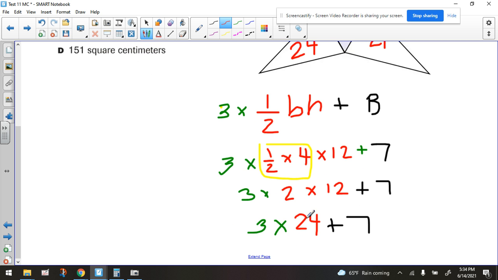Or you can just finish up the computation. Just remember, you have to do this first. We have to always multiply before we add.